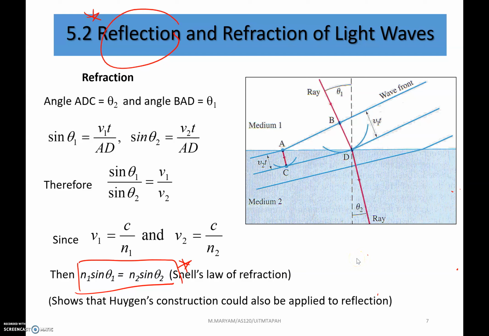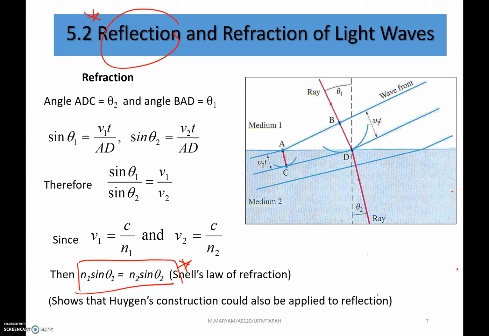Okay guys, now we are going to go into part 2, which is reflection and refraction of light wave. Right now, I want you to recall what we have learned on reflection and refraction. First one being reflection. If you can still remember, for reflection we have two laws.